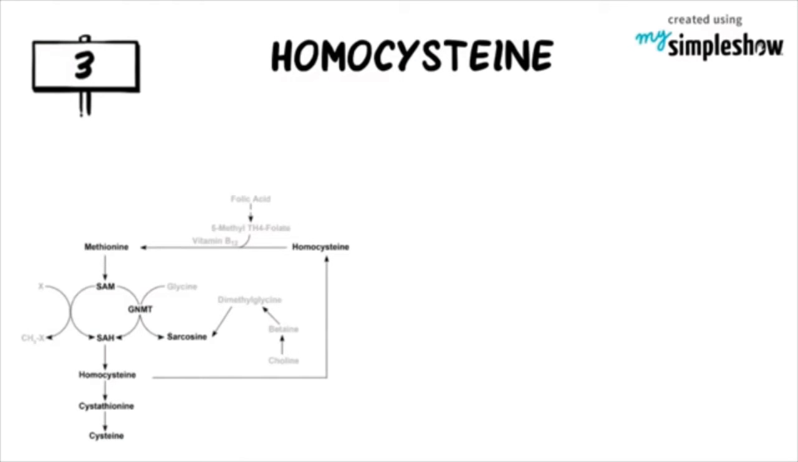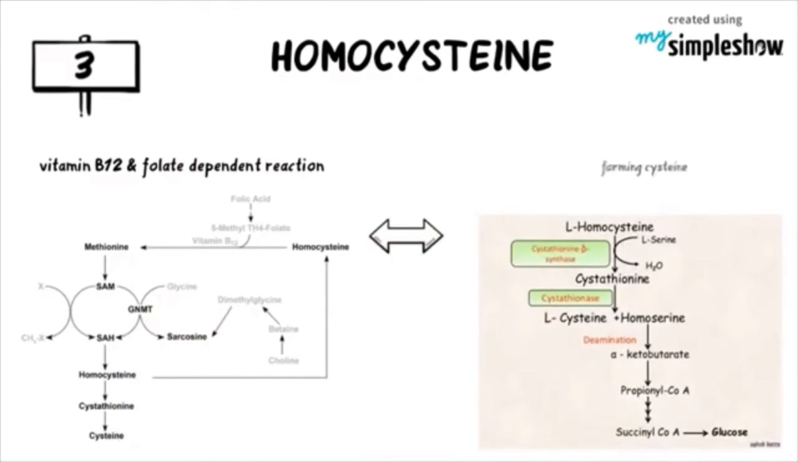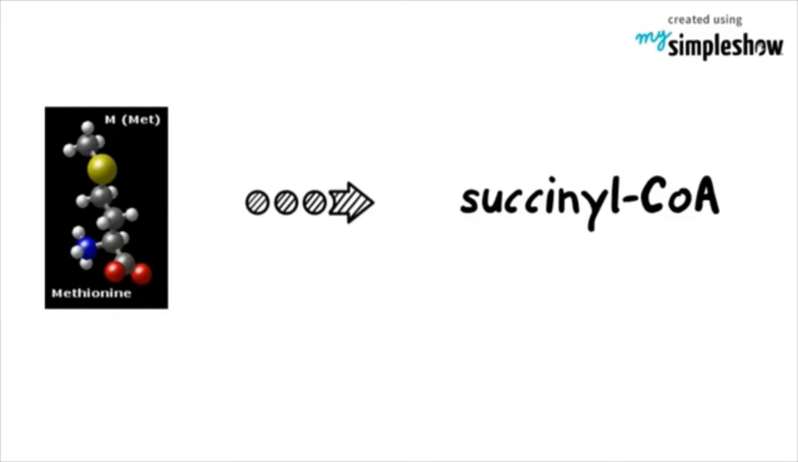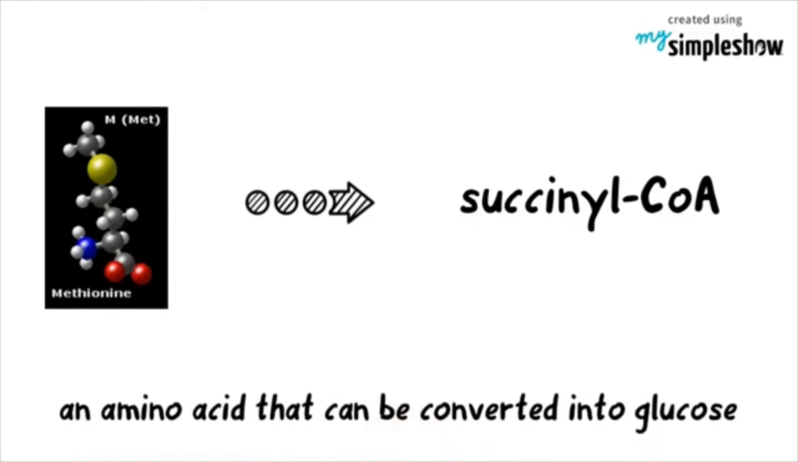Homocysteine, once formed, can be converted back to methionine either in a vitamin B12 and folate-dependent reaction, or it can be further metabolized to form cysteine. Methionine will be oxidized to yield succinyl-CoA, which makes it categorized as a glucogenic amino acid.